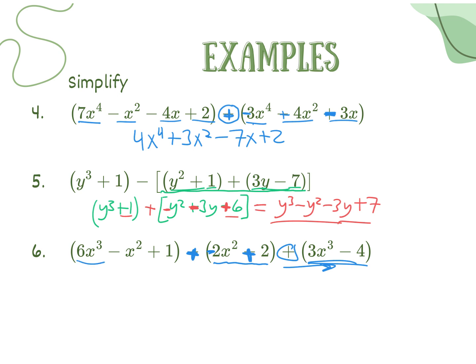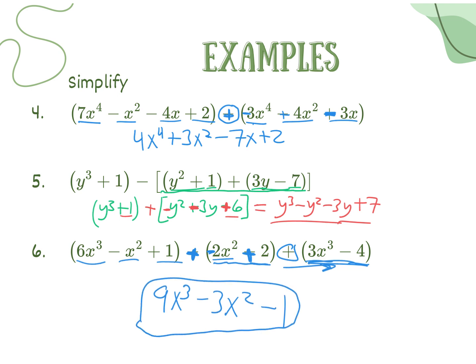So I have a 6x to the third, 3x to the third is going to get me a 9x to the third. Negative x squared minus 2x squared is going to get me a minus 3x squared. And then I have a 1 plus 2, which is 3, minus 4, which is a negative 1. And so we get this as our final answer.